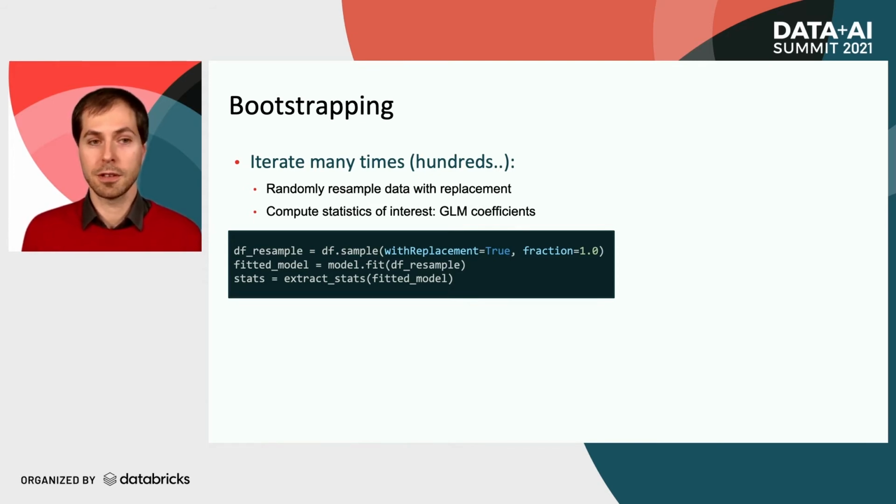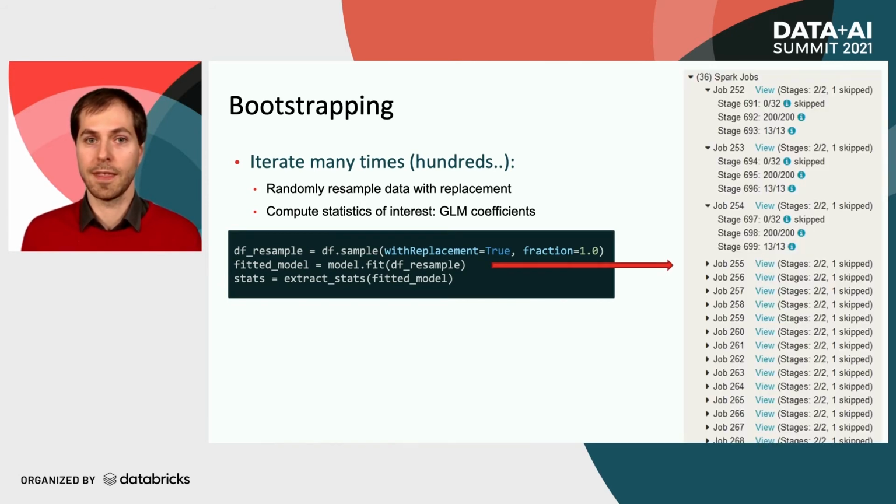Here, the model fit will execute a Spark action, right? So that can look like this on the right. Many Spark jobs. In each Spark job, you'll have some stages with some tasks in them. So this process is parallelized, right? This one model fitting and the resampling, that's parallelized over the cores in your cluster.